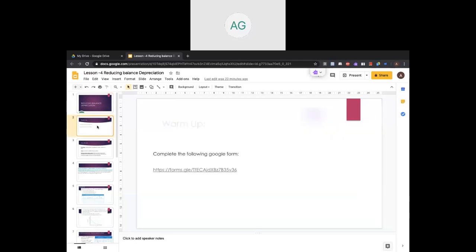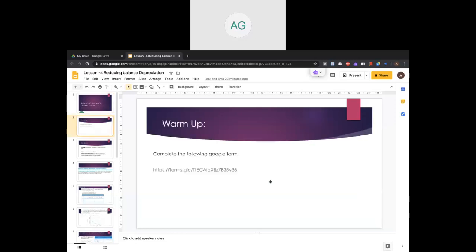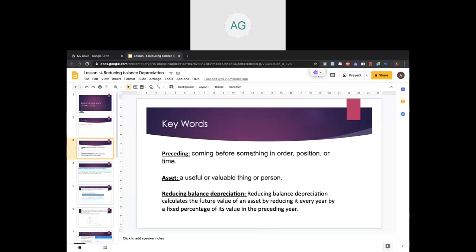For the warm up, I would like you to go to the Google Forms and complete those two questions. After that, some keywords we will be using in this lesson. One of them is preceding. Preceding means before, like preceding years means the last year, and something in order, position, or time coming before. And an asset is a useful or valuable thing or person, for example, a car, a house, things like that.